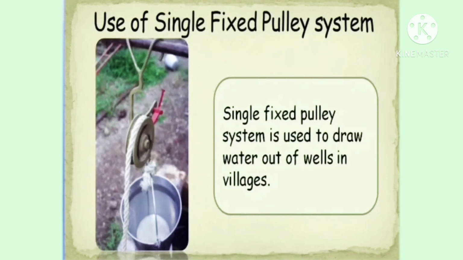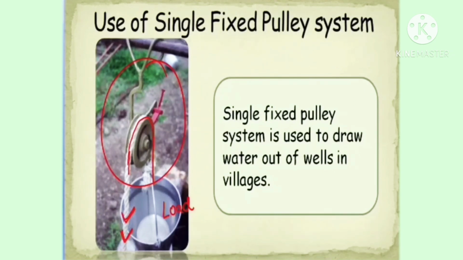Now we understand the uses of a single fixed pulley. A single fixed pulley is the one we can see used to lift water out of a well in villages. If you ever visited a village, you might have seen people use a well system to get water. It is very difficult to pull water out from so much depth. In that case, the pulley comes as an aid, and here it is a single fixed pulley system. The rope is going over the groove, this is my load, and the effort will be applied at the other end of the rope.